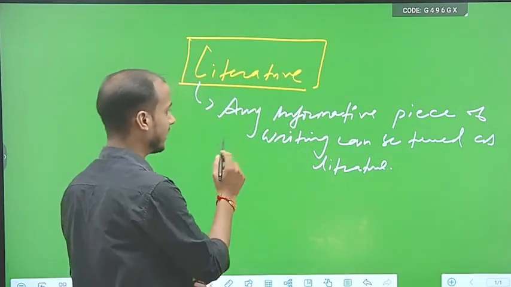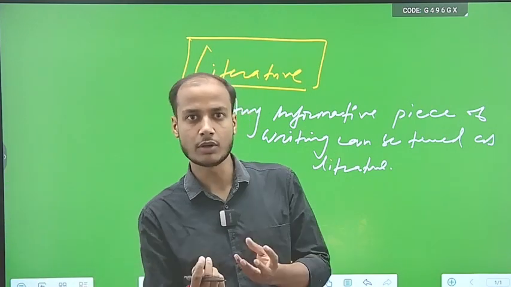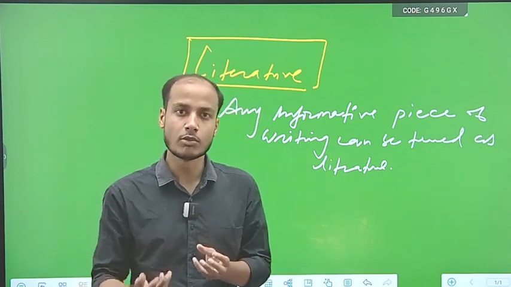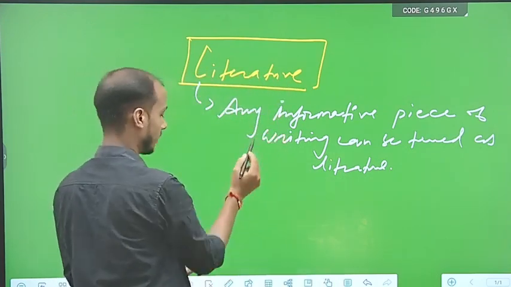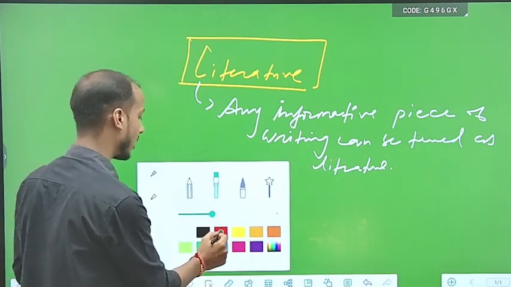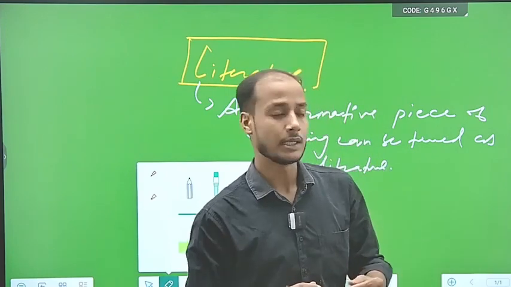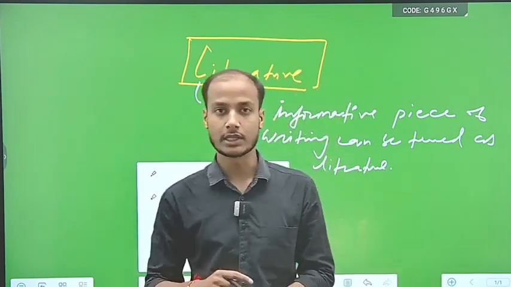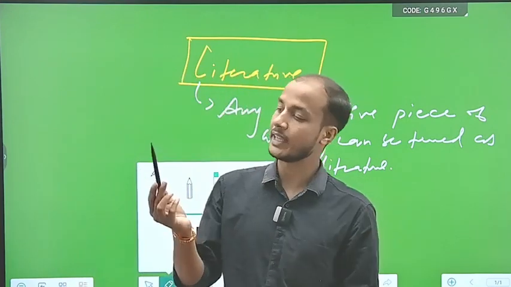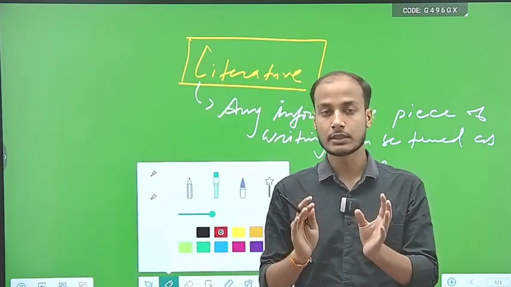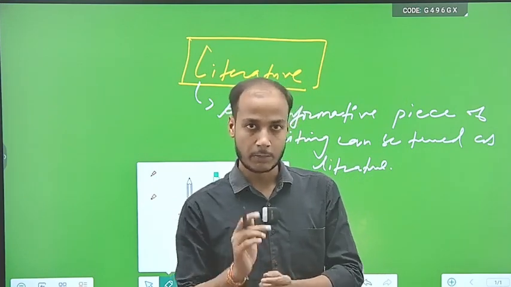Once you understand the meaning of this definition, I am sure you would have some curiosity to know more about literature, right? So first, any informative piece, whatever we see through our naked eyes, whatever we see around us. For example, if I see a bottle, a computer, this digital board, and the pen in my hand, anything that you see around you can be termed as literature, right?